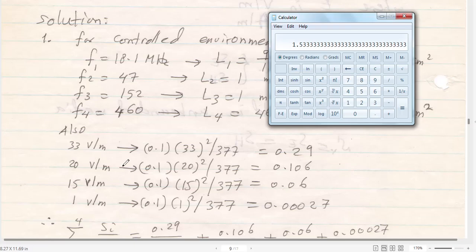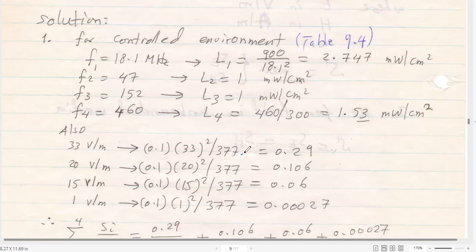Now the exposure values, the radiation density values. It is given by the equation 0.1 times the electric field squared over the free space or atmospheric wave impedance, which is 377 ohms. This is the electric field, the E field magnitude.